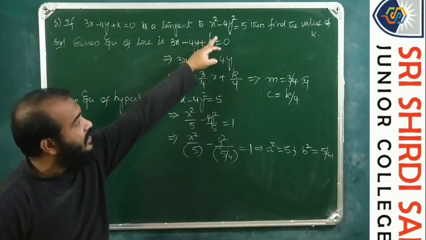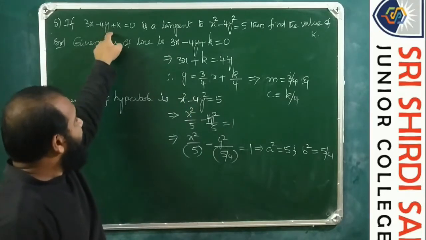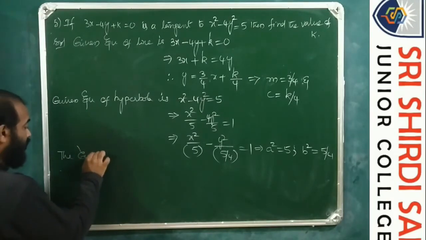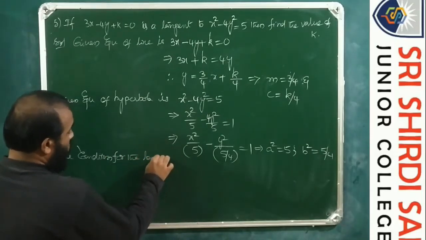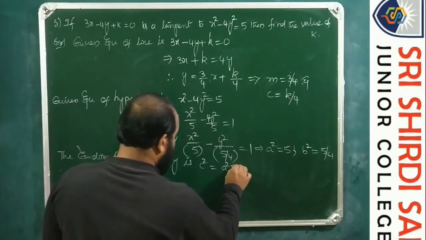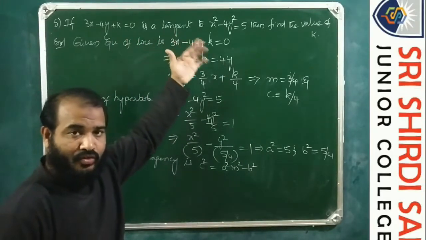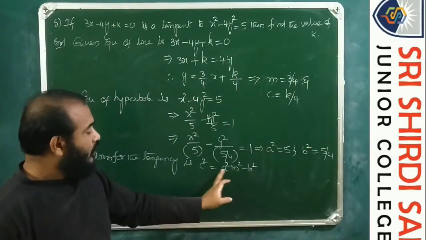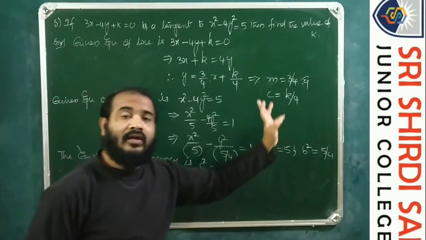Since this line is a tangent to the hyperbola, the line touches the hyperbola. The condition for the tangency is c square is equal to a square m square minus b square. So the condition that the line y equals mx plus c to be a tangent to the hyperbola x square by a square minus y square by b square equals 1 is c square equals a square m square minus b square. Remember, this c square is equal to a square m square plus b square for an ellipse.